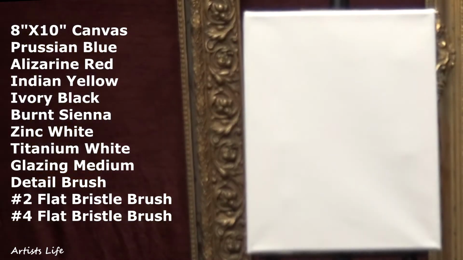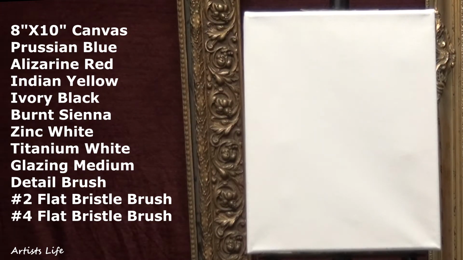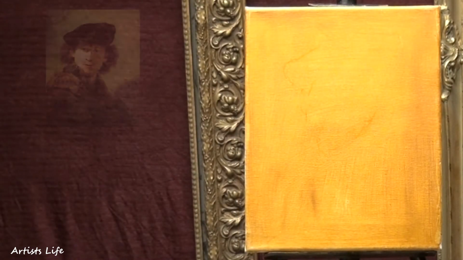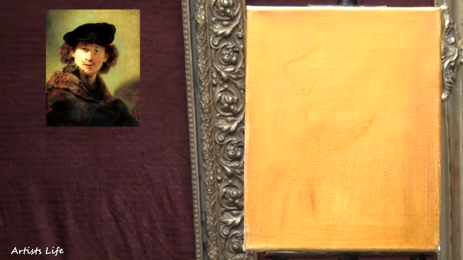So I hope that was informative, and we are here in my painting space, and I can't wait to start. Let's go. So for this painting, I'm going to be using an 8x10 canvas, Prussian blue, alizarin red, Indian yellow, ivory black, burnt sienna, zinc white, titanium white, glazing medium, a detail brush, and a number 2 and a number 4 flat bristle brush.